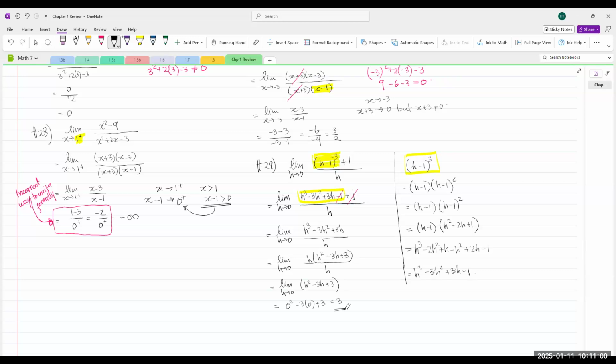Okay, that's for number 29. Let me partition this so that when you read it, it's easier to see.